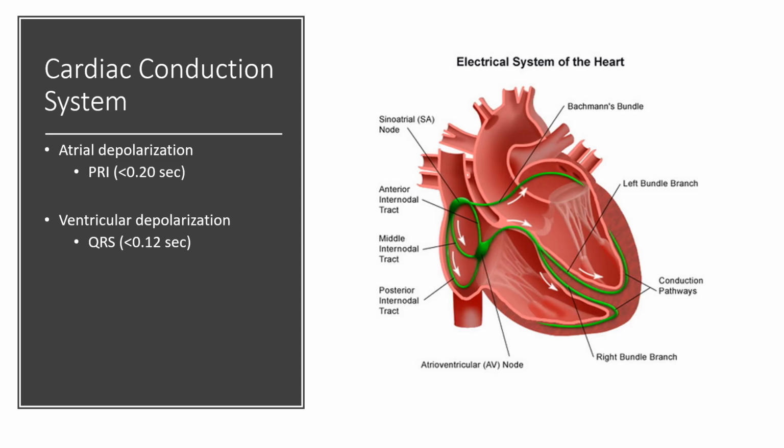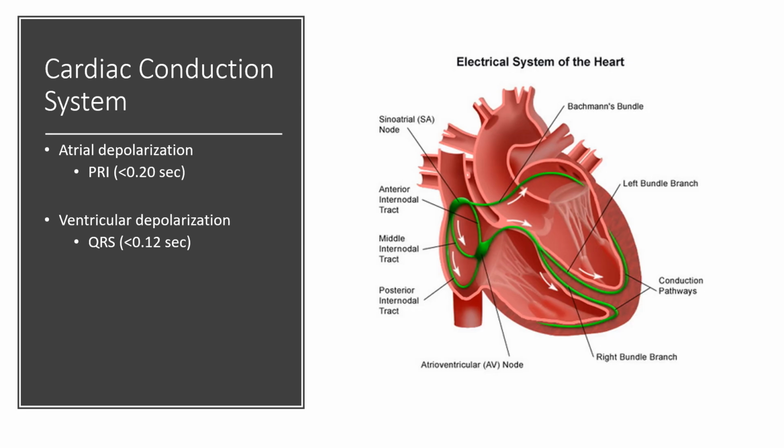We know that electrical impulses should start at the SA node and they should be conducted down to the AV node. From the SA node to the AV node is where we get atrial depolarization. This is when we have contraction of the atrium. We measure that as the PR interval, and that should be 0.12 to 0.20 seconds.